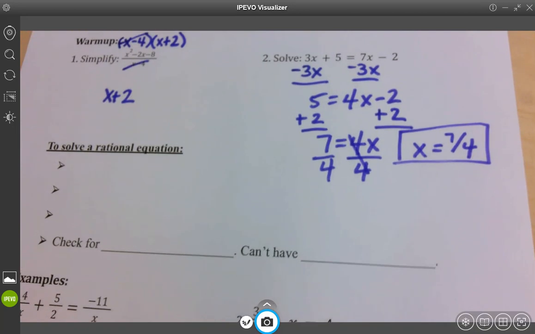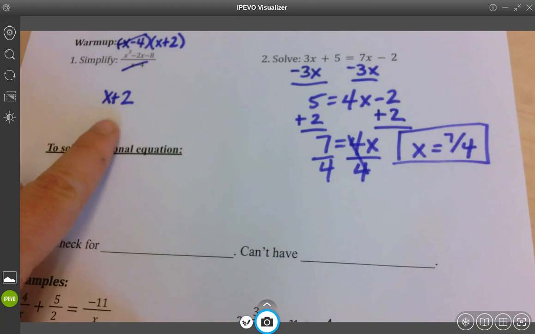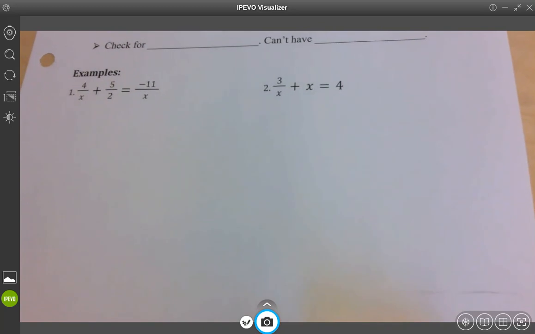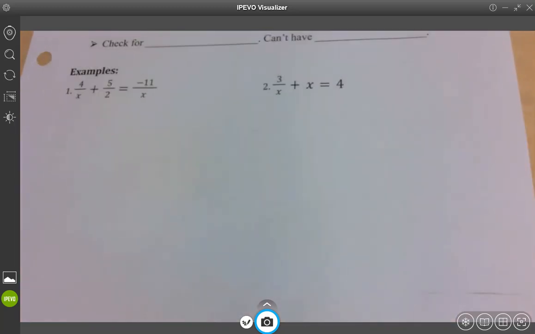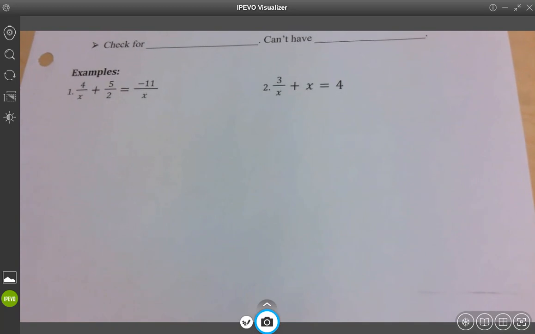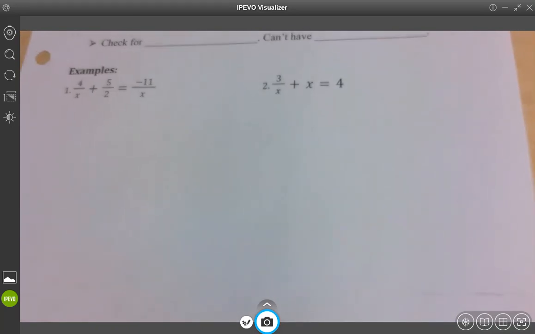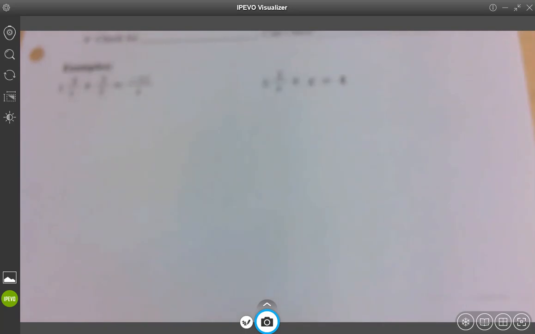All right. So we just went over these two warm-up problems, reviewing simplifying rational expressions and solving a linear equation. And now we're looking at these examples down here. So we have to solve a rational equation. What we're going to do is get a common denominator on both sides, and then we'll be able to eliminate that denominator.